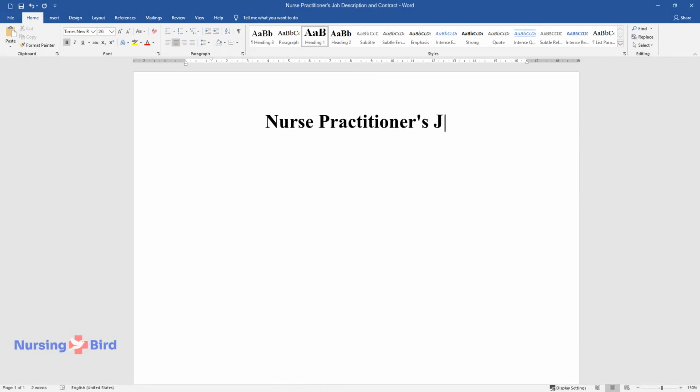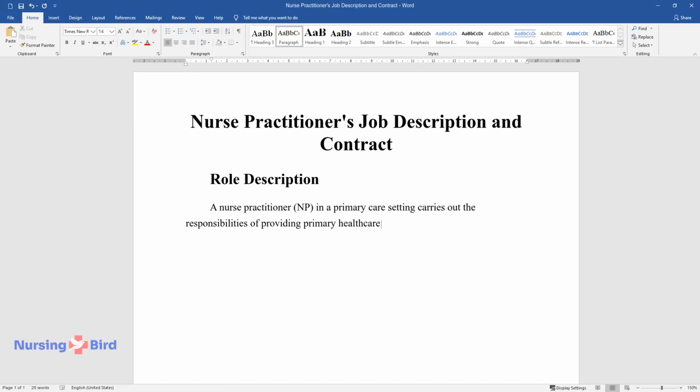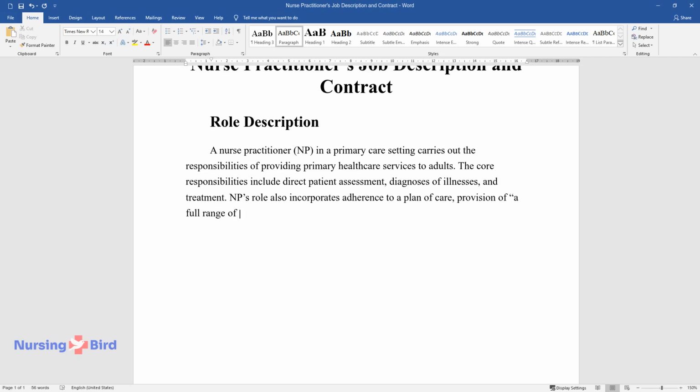Nurse practitioner's job description and contract. Role description. A nurse practitioner, NP, in a primary care setting carries out the responsibilities of providing primary healthcare services to adults. The core responsibilities include direct patient assessment, diagnoses of illnesses, and treatment. NP's role also incorporates adherence to a plan of care, provision of a full range of primary care services, and participation in health promotion and prevention.